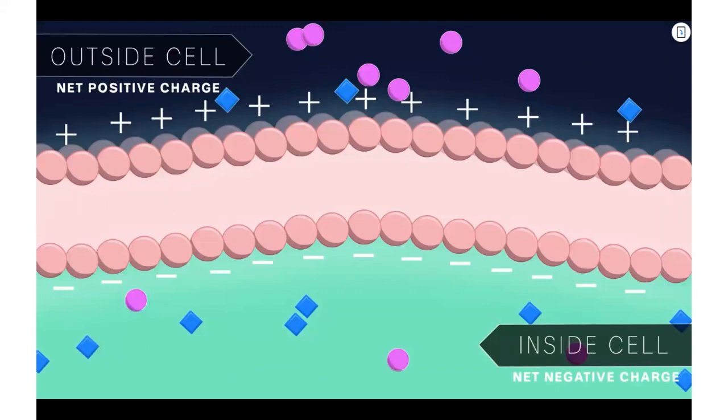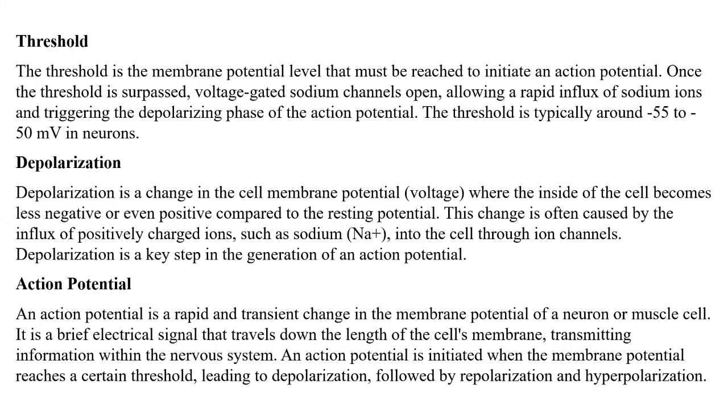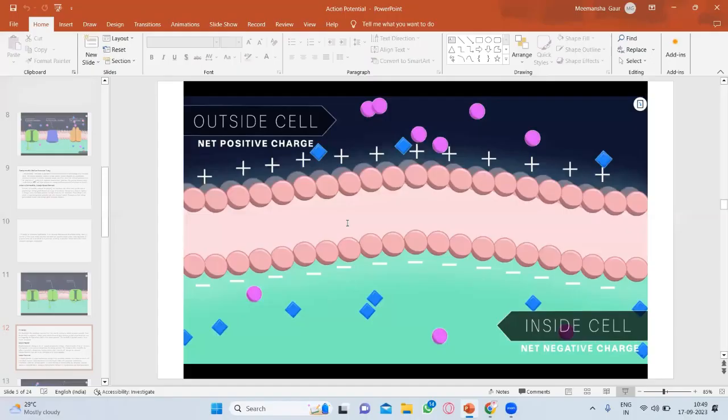Just a minute. Yes. In this graph, it is shown that the threshold is minus 55 millivolt. Okay. Now let's understand action potential with the help of a video.